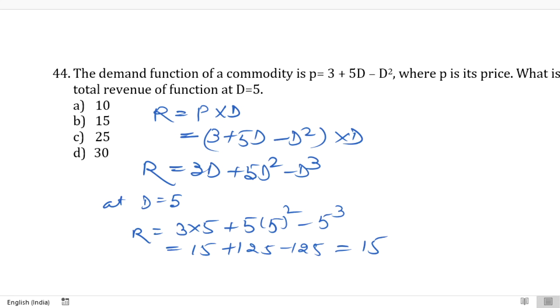Correct? So I need to substitute the value of d is equal to 5. So what do I get? It's 3 into 5 plus 5 square minus 5 cube. So 15 plus 5 cube is 125. So 125 minus 125, that gives me 0. And hence I am getting the final answer as 15. So what is the right answer? Right option is B. Correct?